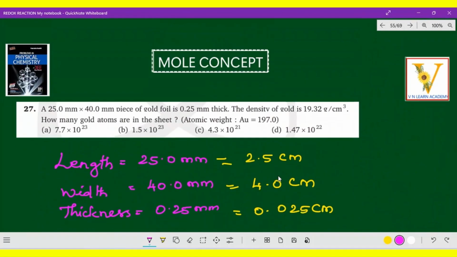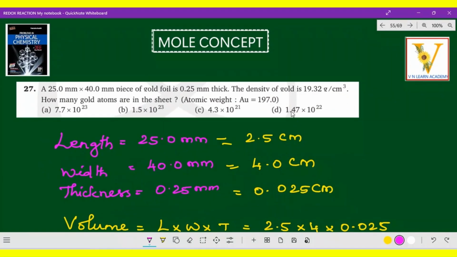I hope you got that idea. So which is the correct option? Option D, 1.47 into 10 to the power of 22, right? I hope you got the clarity. Now, which is the correct option? Option D is the correct option. Come on, let's go to the next question.